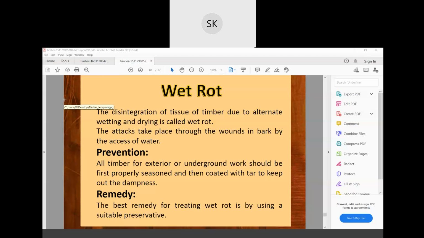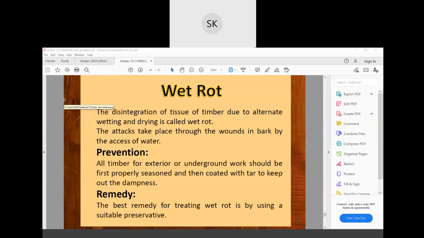Due to that, there may be some generation of fungi, green fungi, you may have seen somewhere, or there will be a green fungus over there. If the timber is not good, it can get attacked with fungi, or fungi can attack it. Okay, so due to that, we have some prevention.